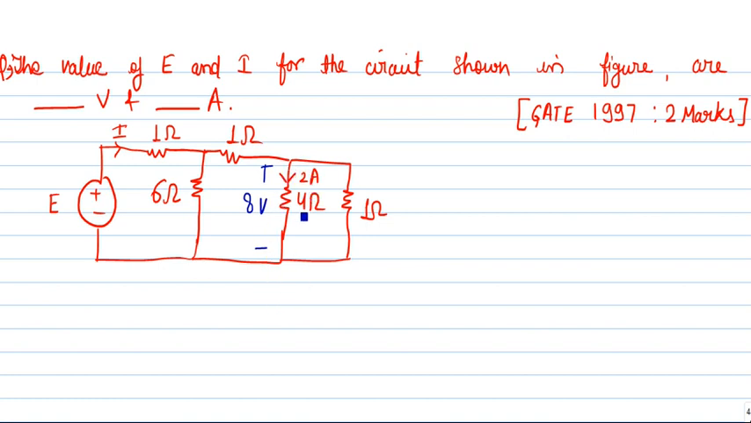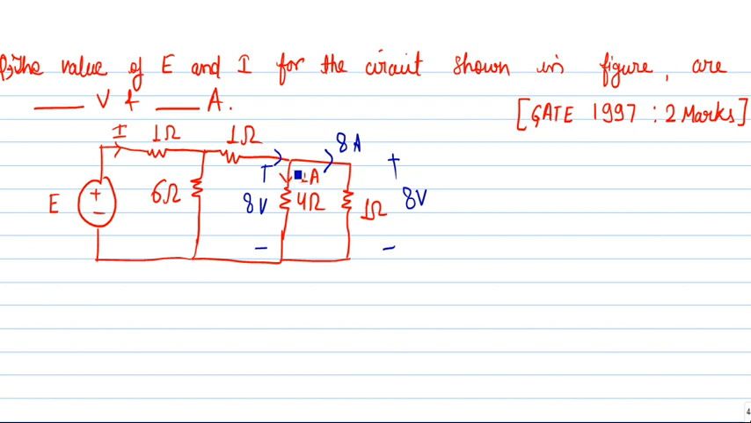And we can see this branch is in parallel with 1 ohm. 4 ohm is in parallel with 1 ohm. So 1 ohm will have the same voltage as 4 ohm. 4 ohm is having 8 volt, so 1 ohm will also have 8 volt. So the current that will flow here will be 8 upon 1, which equals 8 ampere. So here also the current will be 8 ampere.